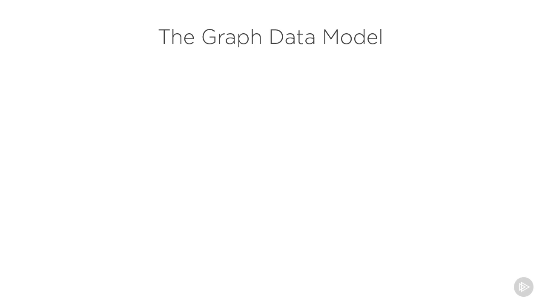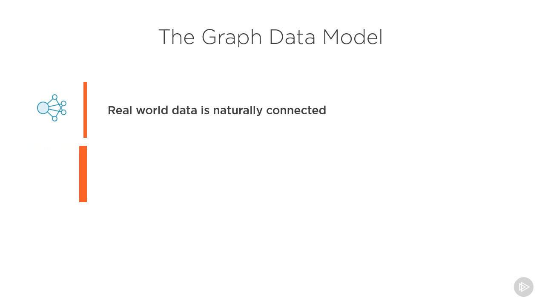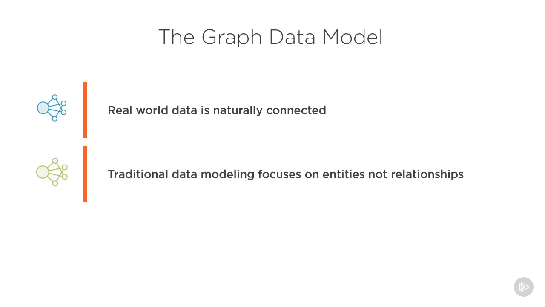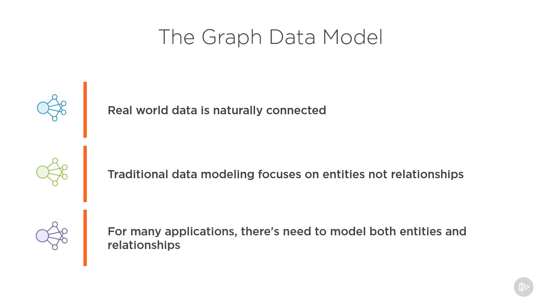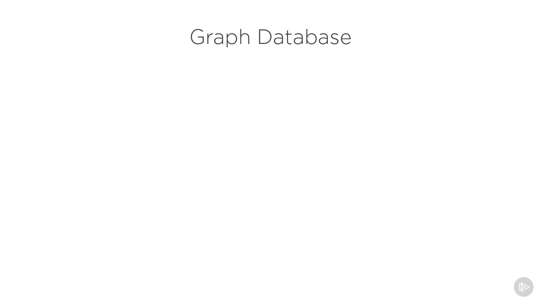First, let's see what is a graph data model. So real-world data is naturally connected. Traditional data modeling focuses on entities, not relationships. For many applications, for example social media applications, there is need to model both entities and relationships effectively. And this is where a graph database comes to the rescue.